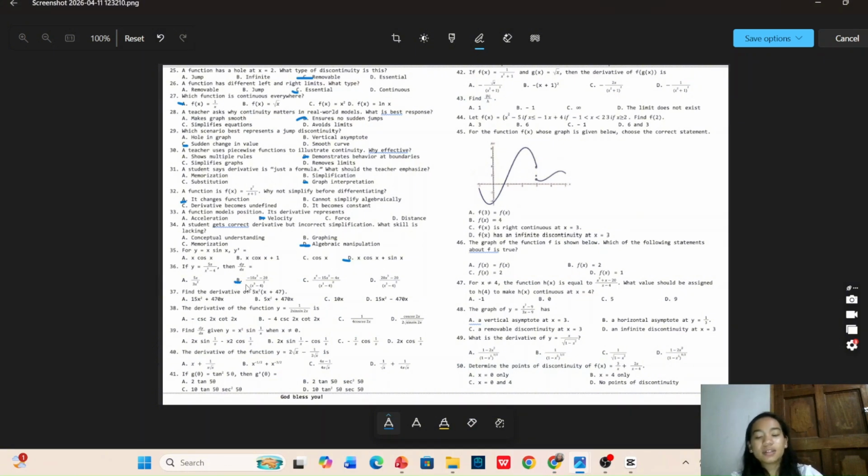The answer on the other side was just simply factored. In here, it is not factored, but still the correct answer here is letter B.